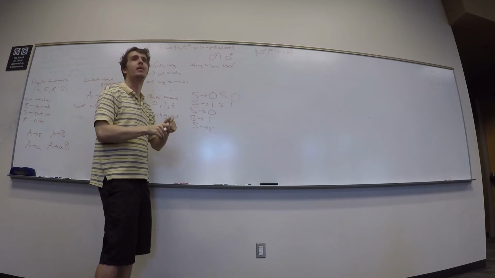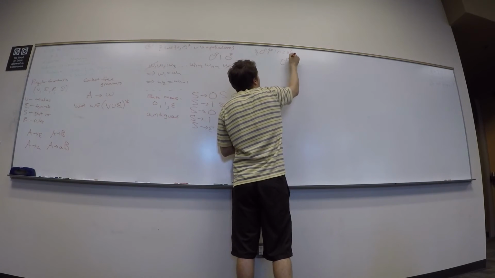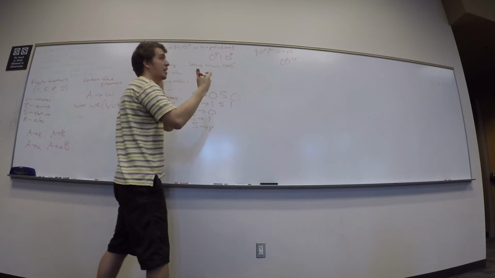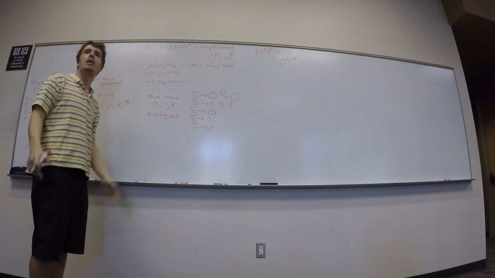What string should I pick? 0 to the p, 1 to the 2p. And that's obviously going to pop out. But I want to make a context-free grammar for it. So how am I going to do that?